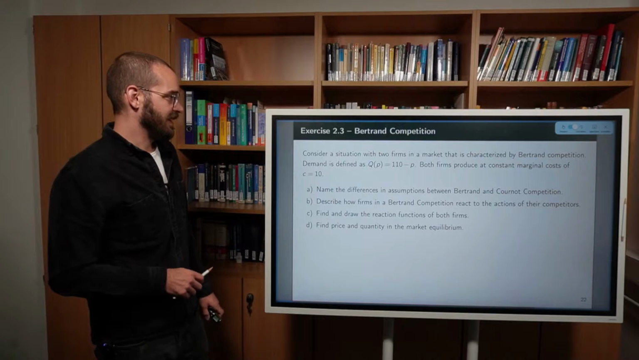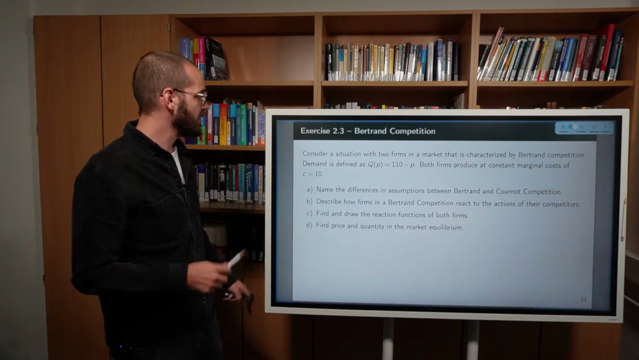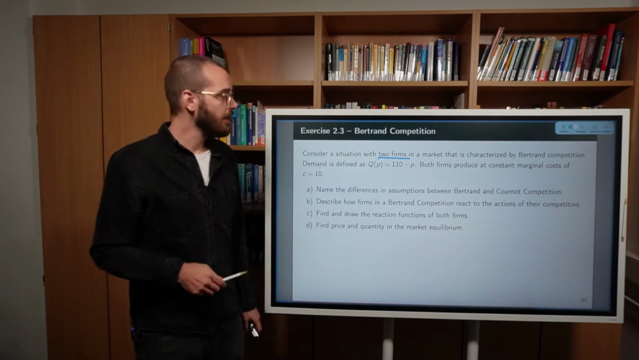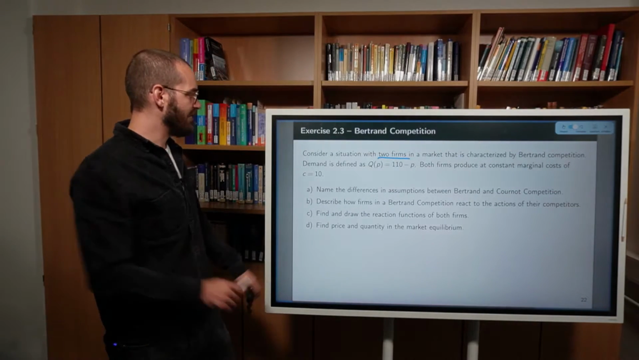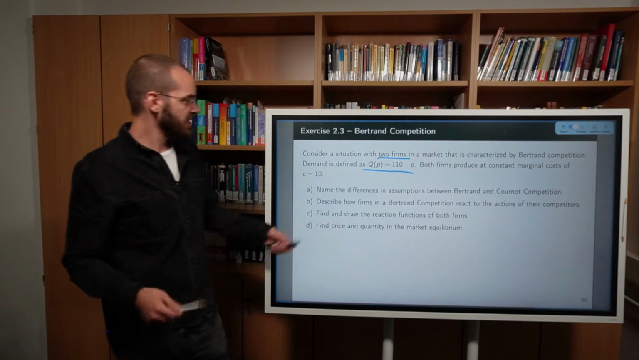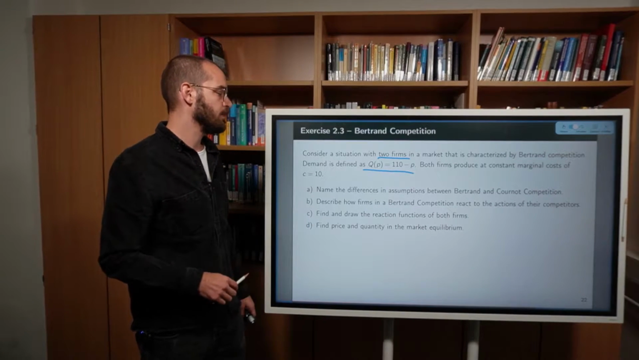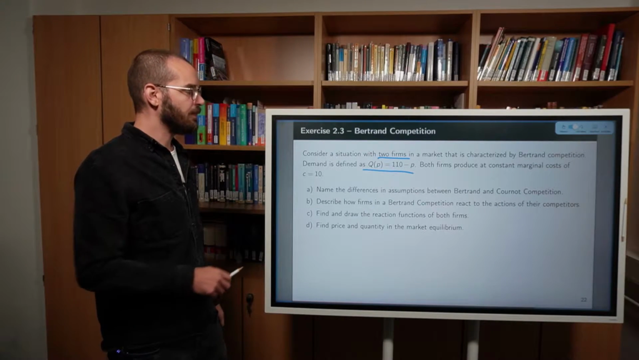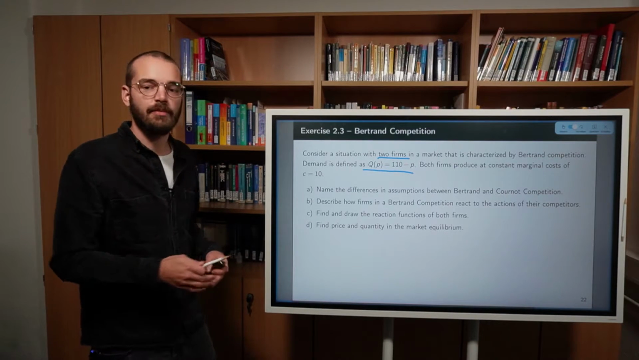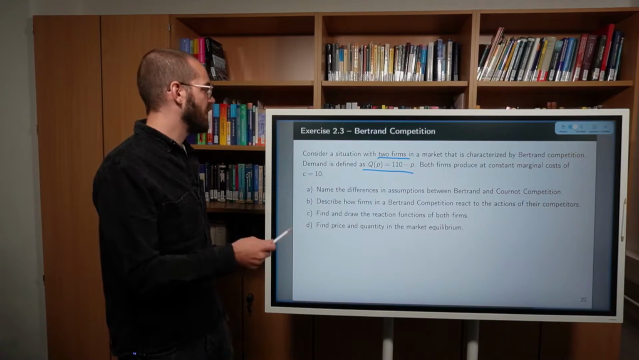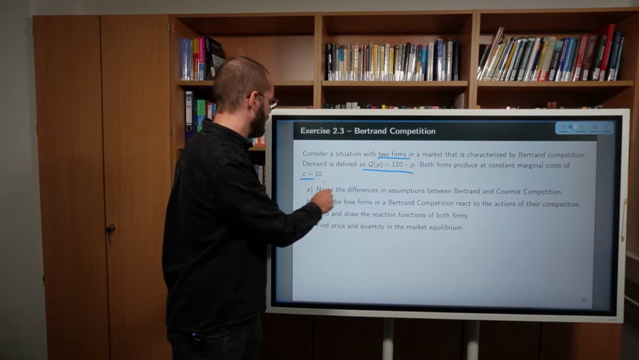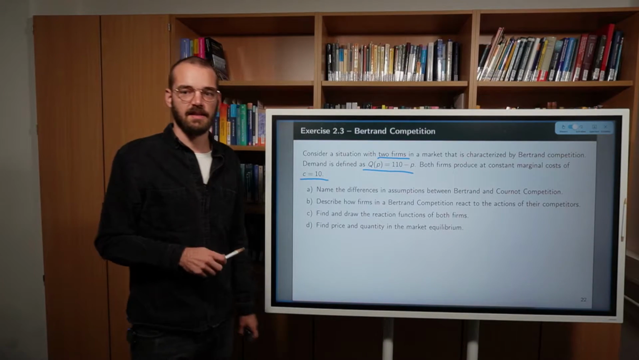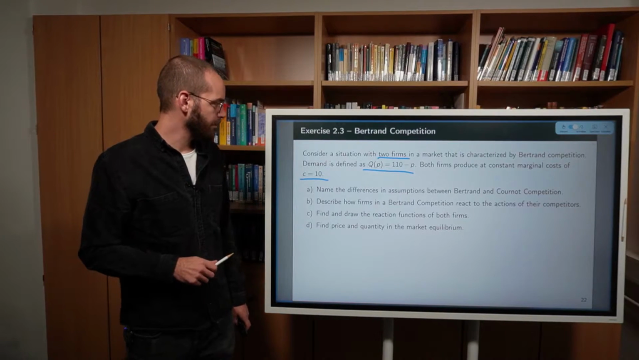So in this exercise, we are faced with a situation in which there are two firms in a market that is by assumption characterized by Bertrand competition. We have a demand function that reads quantity as a function of price equals 110 minus price. And then we know that both firms have costs of production which are equal to constant marginal costs that take a value of C equal to 10. Right? So there are again constant marginal costs. In this case, C takes a value of 10.